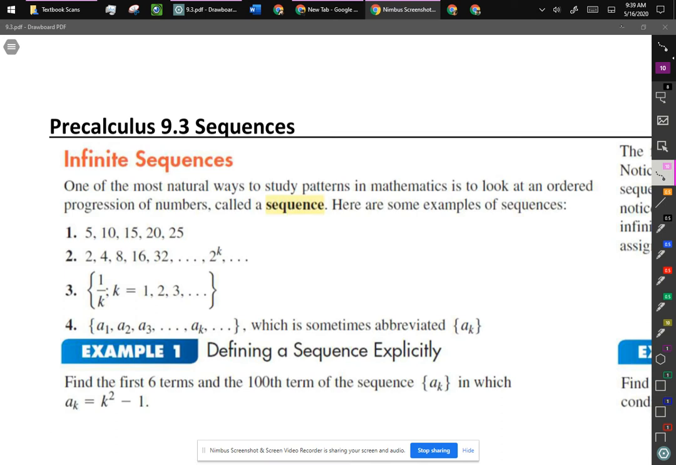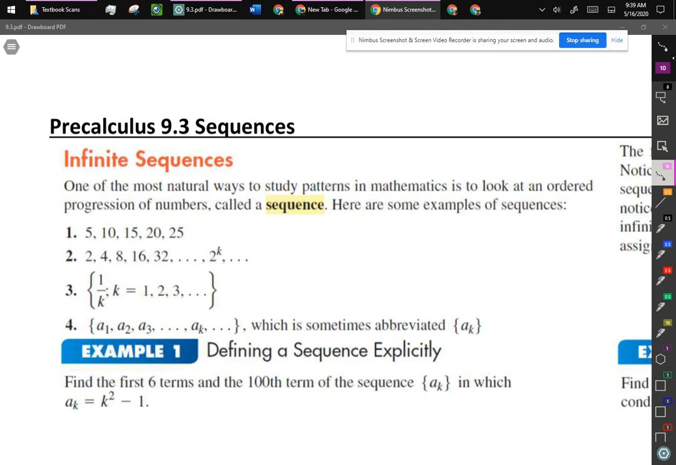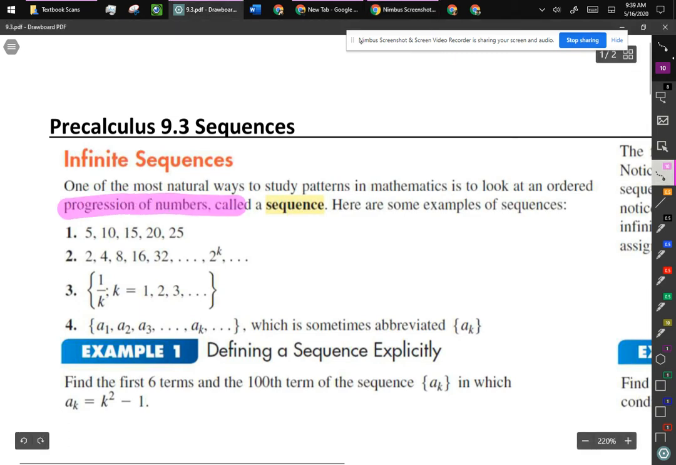We're going to be working with sequences. Most of this chapter is going to be pretty straightforward. I think the word sequence is pretty self-explanatory, right? It's a progression of numbers. And we're looking at patterns and making sure we know how to define them.